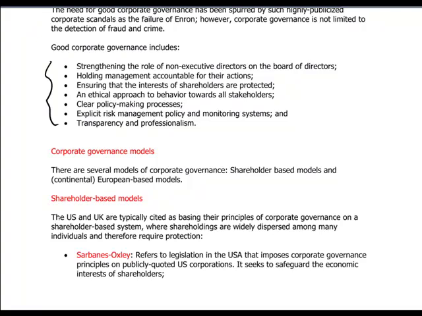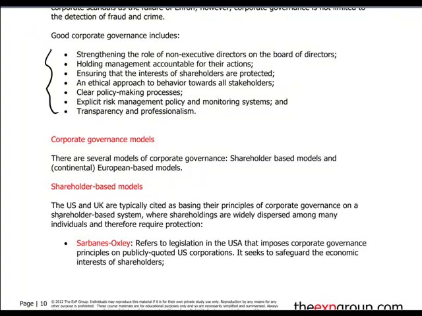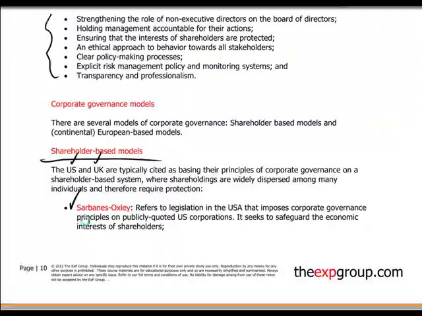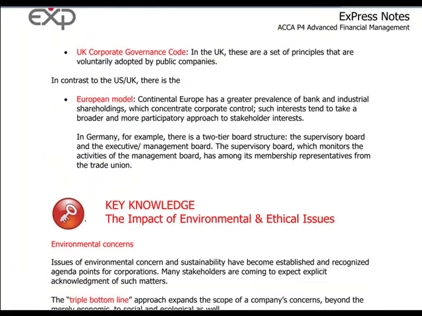There are different corporate governance models that we need to take note of. Without going into great detail, there are the shareholder-based models, which would be typical of the US and the UK, even though when we make a distinction between the US and the UK, there are significant differences in those two shareholder-based models that are practiced on either side of the Atlantic. The US has Sarbanes-Oxley, which is the law, whereas in the UK, the Corporate Governance Code is what guides the behavior of major British corporations.